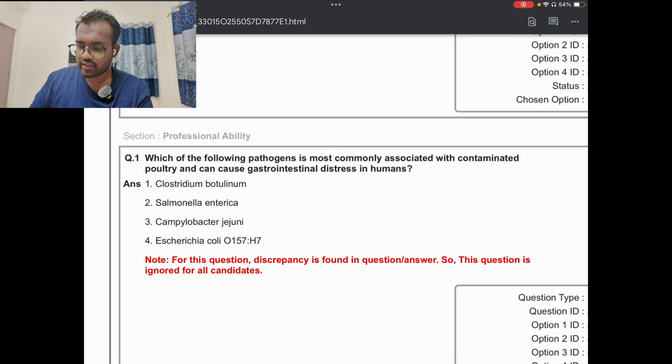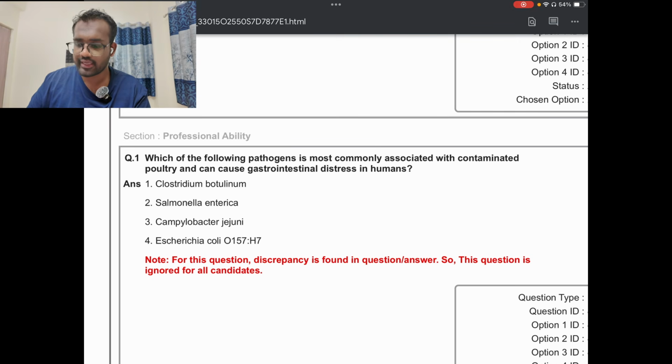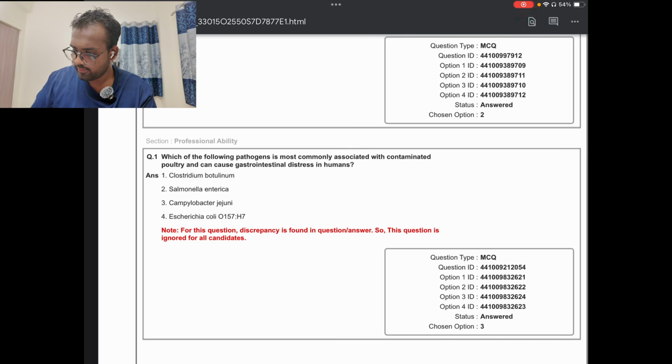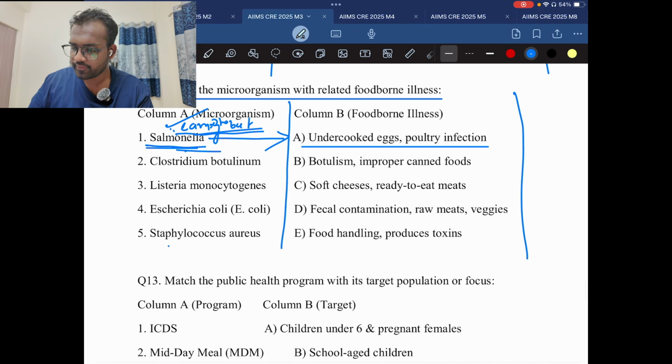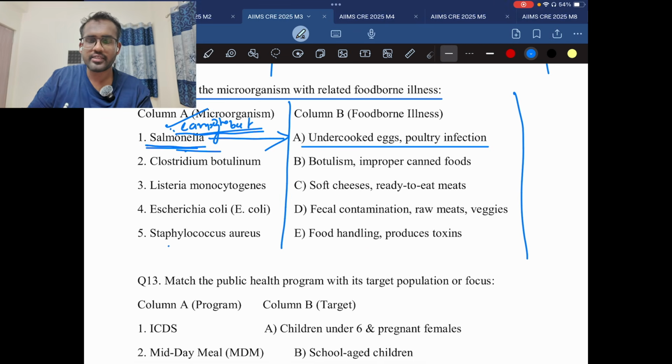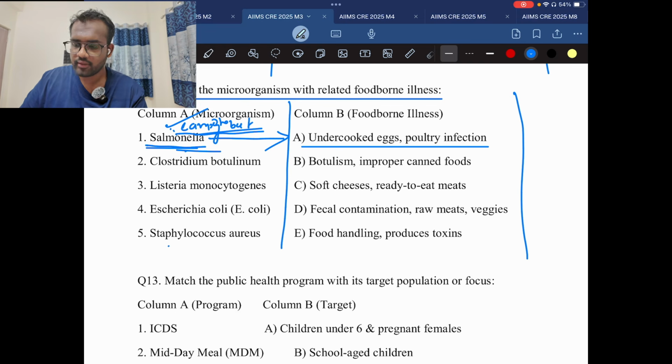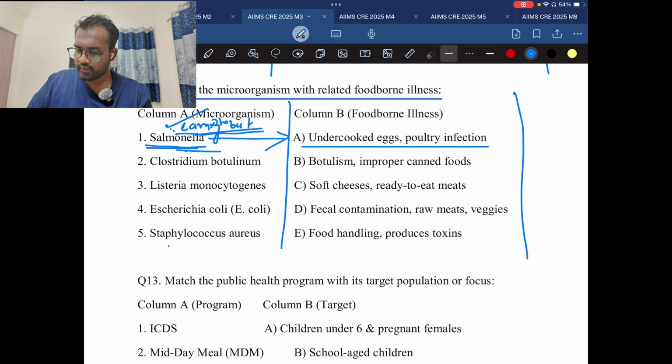So for this question, the discrepancy is found in question or answer. So this question is ignored for all candidates. So they removed the question itself. So don't worry, even if the question is wrong and you try to attempt it, AIIMS will remove such questions like RRB. Okay, don't worry about that. So just try to attempt it, that's all. Okay, now we'll come back to the theory, and this past year RRB question paper will be uploaded in the drive. You can look at it from there. Okay, you can go through it once.